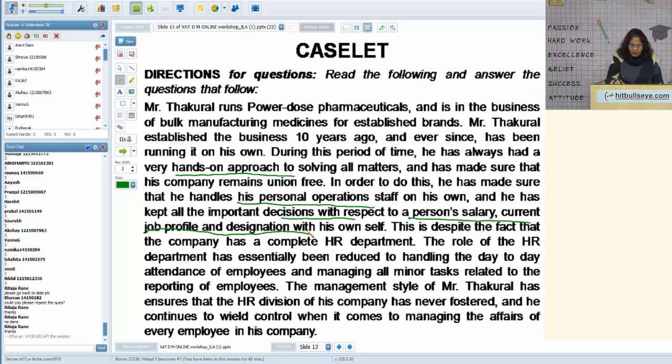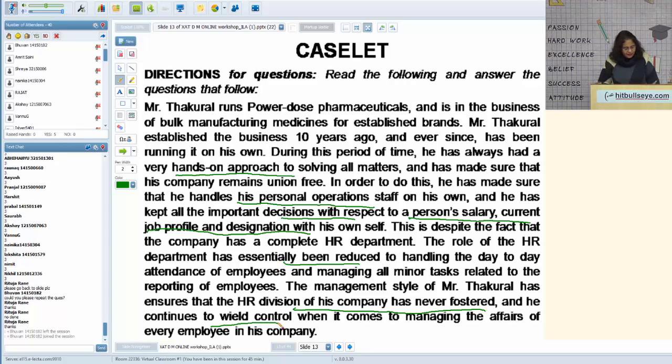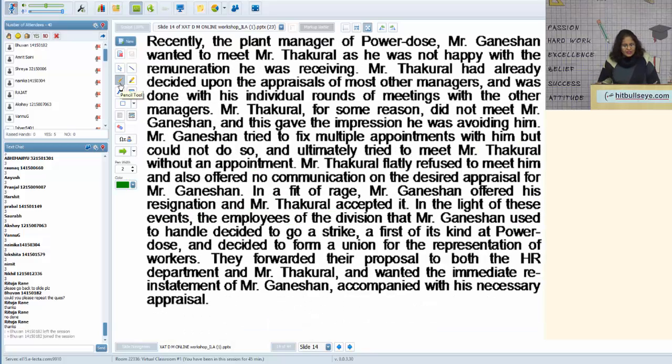And the role of the HR has been reduced; it has ensured that the HR division has never been fostered. So these are some very, very important aspects that Mr. Thakural's working has ensured, that the HR division has never been fostered. So he continues to wield control when it comes to managing the affairs of every employee. And now what has happened? As I told you, in these questions, you will be required to read lots of text at times. Speed reading is important.